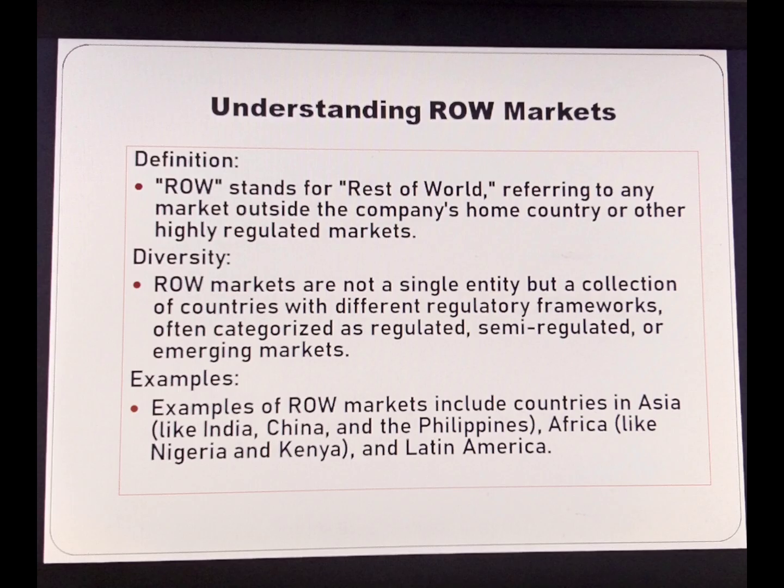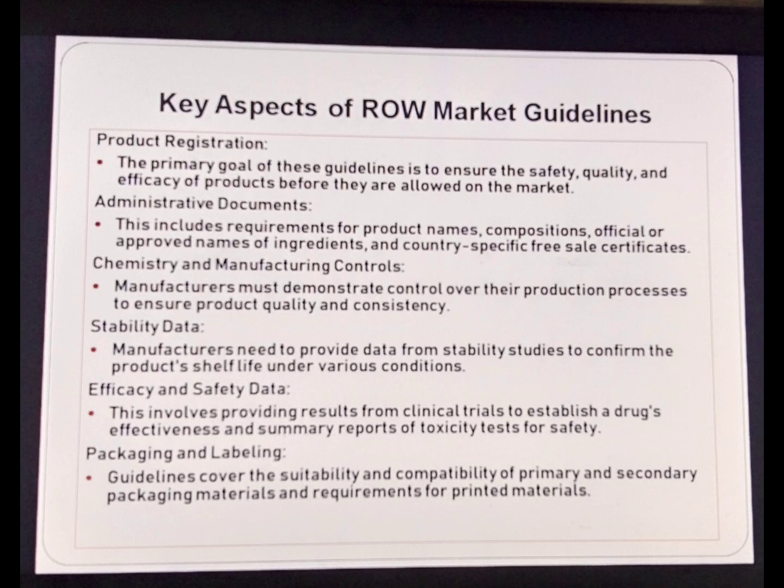Understanding ROW market. ROW stands for rest of world, referring to any market outside the company's home country or other highly regulated markets. Diversity. ROW markets are not a single entity but a collection of countries with different regulatory frameworks, often categorized as regulated, semi-regulated or emerging market. Examples of ROW markets include countries in Asia like India, China and the Philippines, etc. African countries like Nigeria, Kenya, etc. and Latin America.